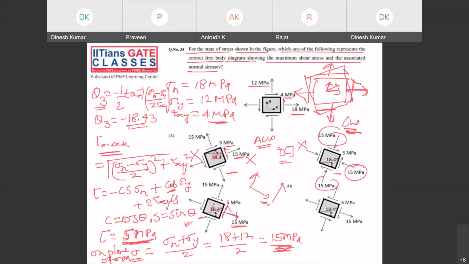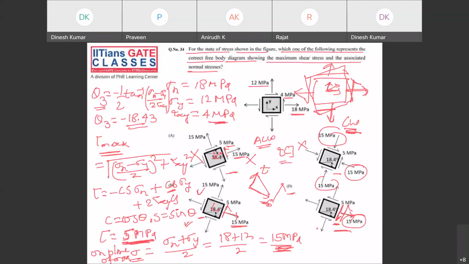Now look into D. Since it is rotated clockwise, that's fine, and your normal stress is correct. But your shear stress is going in the negative direction. How? See, this is rotated like this, so these are your positive S and T coordinates. Corresponding to this, if your shear stress is positive, it should be in this direction, not in this direction. So it is given in the reverse direction, and it is 5 megapascal. So the only correct option is option B.